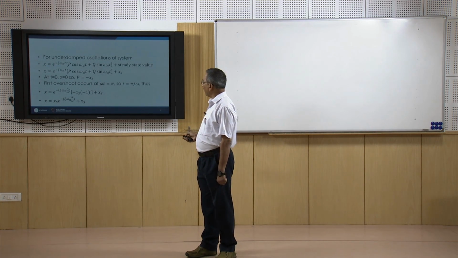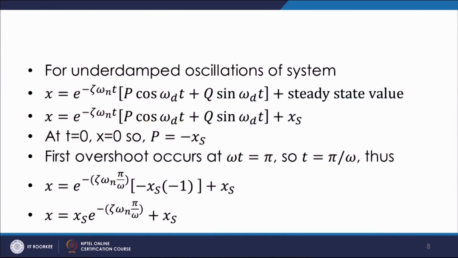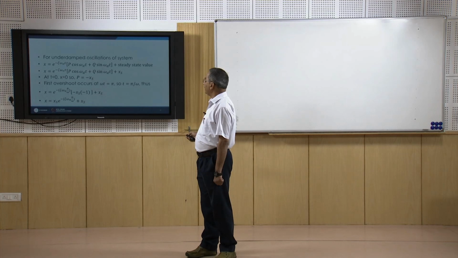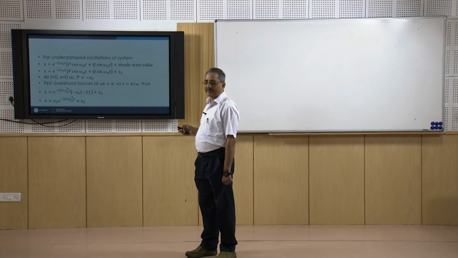But you see that at t equal to 0, x is equal to 0. If I substitute this here, this value becomes 1 and this value becomes 0. So what I get essentially is that p is equal to minus xs. And the first overshoot occurs at omega t equal to pi. This is how we defined the peak time also.